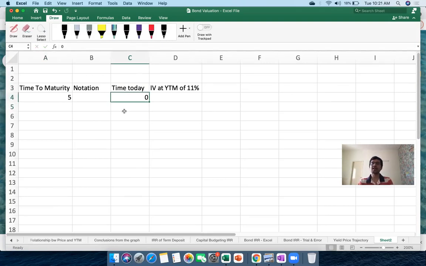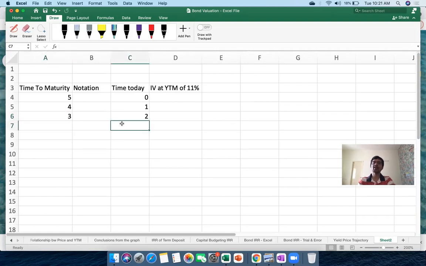If 1 year passes by, at the end of the first year, the remaining time to maturity is obviously going to be 4 years. 1 year is reduced from the remaining time to maturity. Now, after another year, I am standing at t equal to 2, and the remaining years to maturity is obviously 3 years. From today, 2 years have passed by, and the remaining maturity of the bond is 3 years.